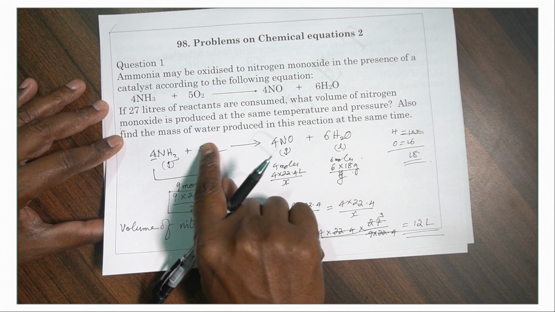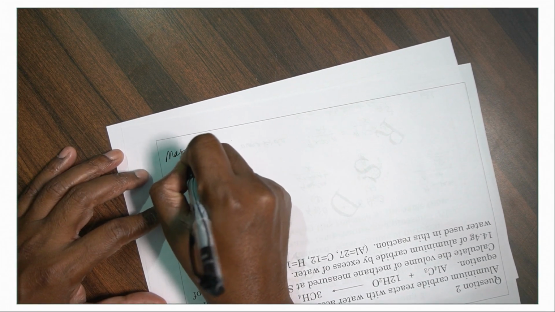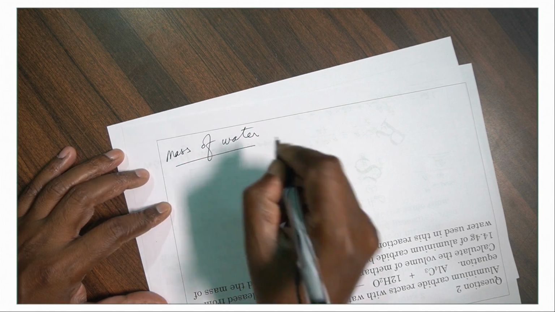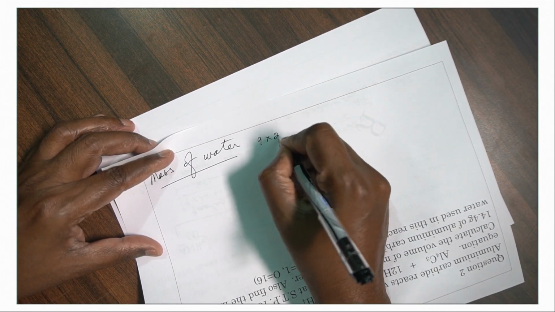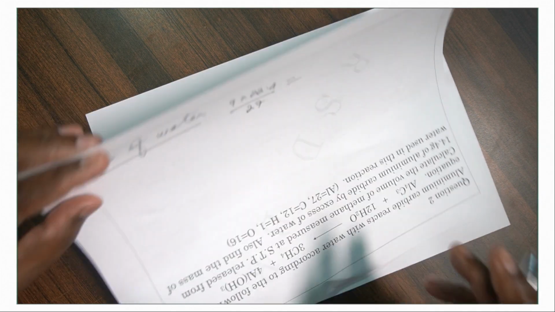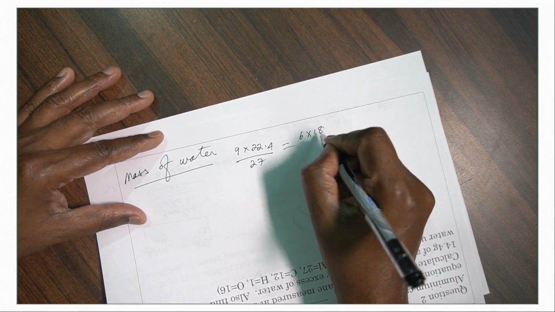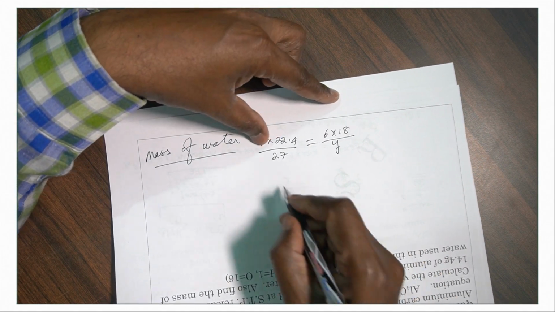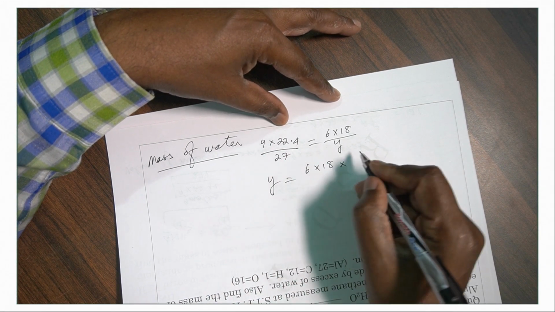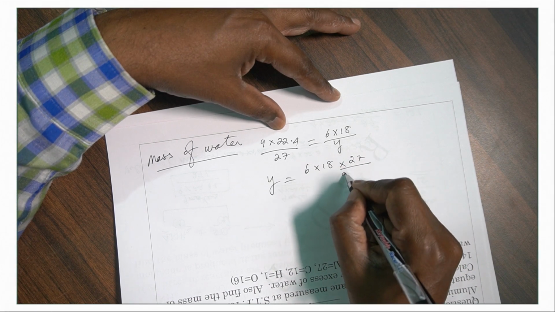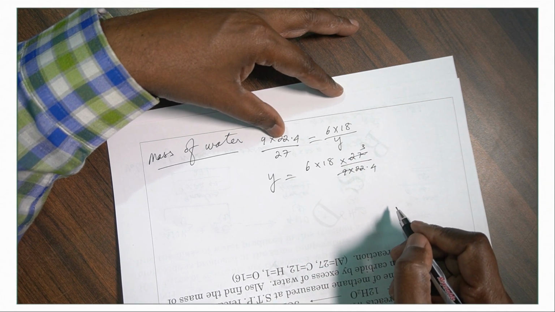The next part of the question is the mass of water produced. So let us find out the mass of water. What will be the ratio? The ratio we will take from here, 9 into 22.4 upon 27, is equal to the ratio for water here, 6 into 18 upon Y. So from here, cross multiplying, find out what Y is. Y is equal to 6 into 18 into, this will go there reciprocated, 27 upon 9 into 22.4. 27 and 9 cancel, 3, and anything else will cancel.